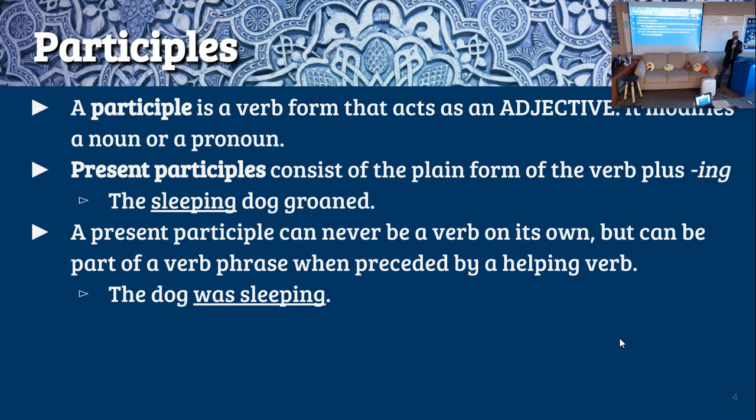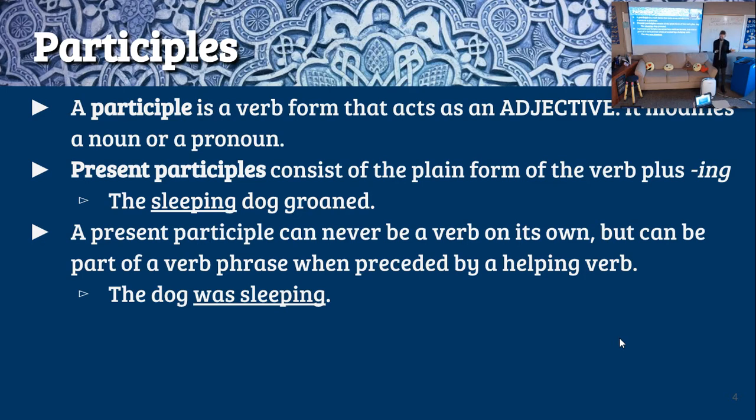Okay, so you just have to look at how the word is functioning in the sentence. If it's a verbal ending in ing that acts as an adjective, it's a participle. If it's a verbal ending in ing and a helping verb comes before it, then it's part of the verb phrase. So you really have to watch out for these verbals because they are technically verbs at their core. But if they're functioning not as a verb, that's when they become a participle or a gerund or an infinitive.